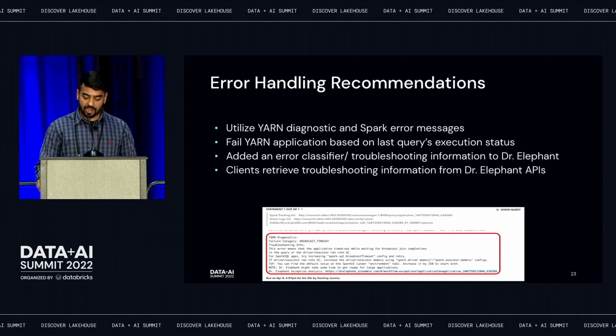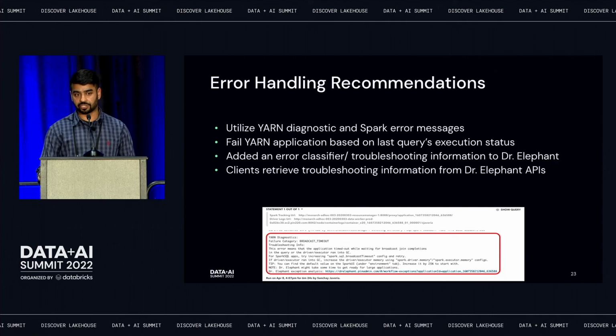We added error classifiers for the errors we know how to handle and can easily identify based on error message to Dr. Elephant. And then we enabled our clients so that whenever the query fails, they would poll the Dr.